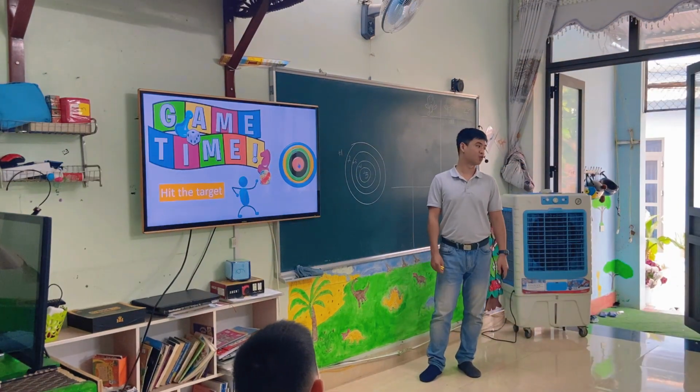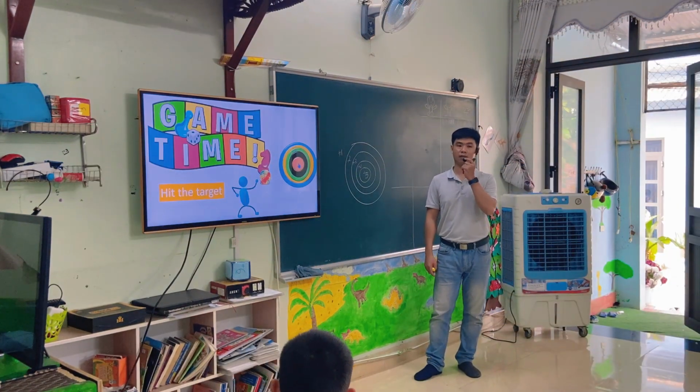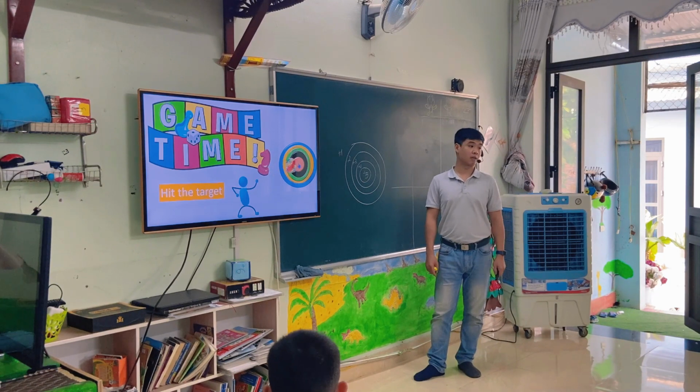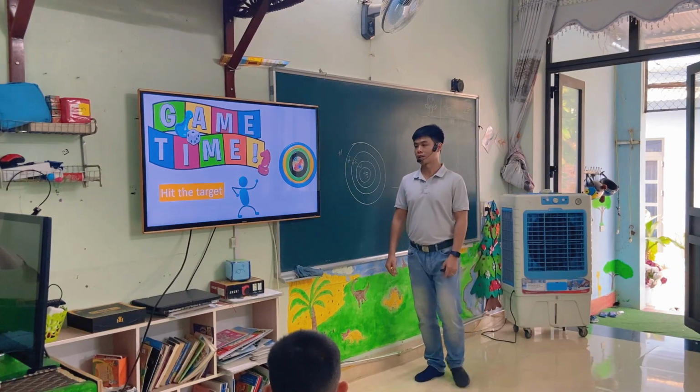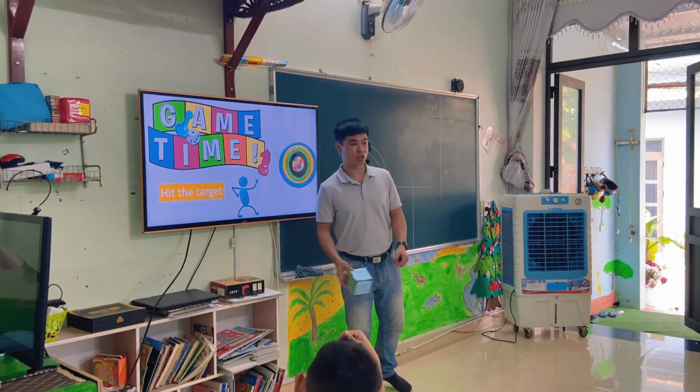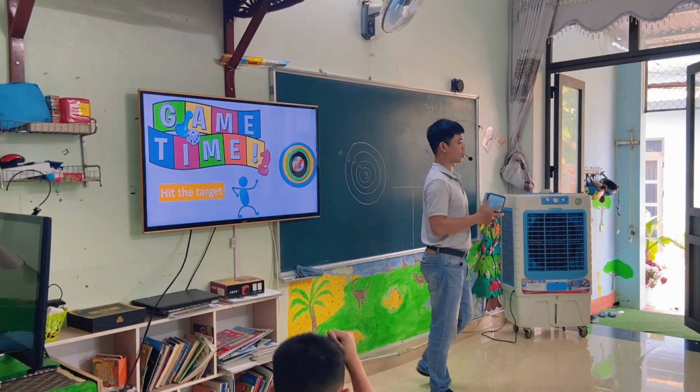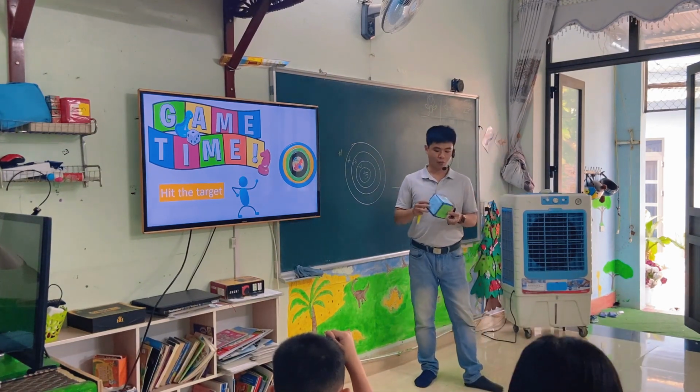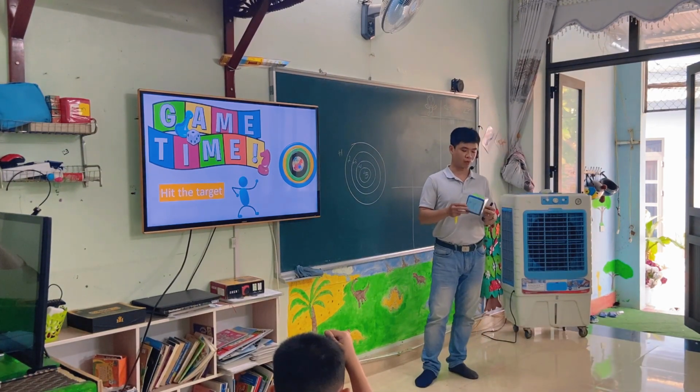Now let's come to the first game. You know already about this game. Everyone in one group will read all together, and then one of you will come here. Today we use the dice, and in this dice we have some numbers: 2, 3, 4, 5, 6, and 10. Today we use the 10.